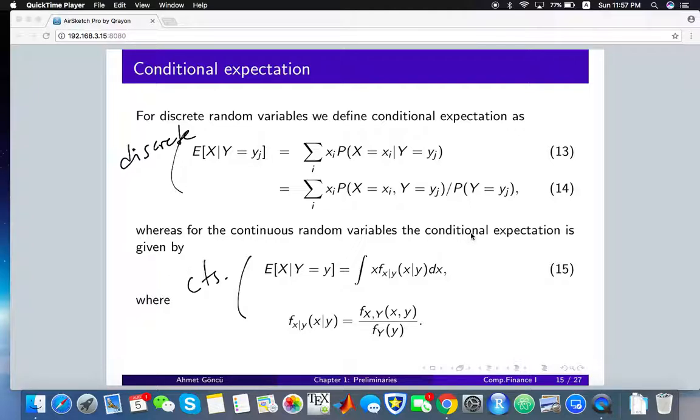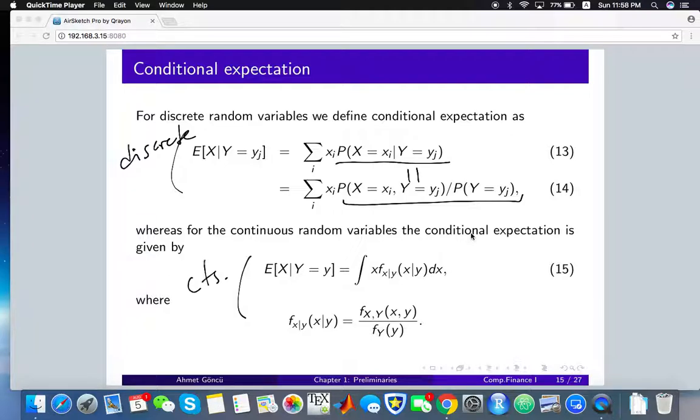Okay, so this can be calculated by the sum of all these possible xi values multiplied by the conditional probability of x equal to these xi values, given this conditional event y equals yj. And also remember from statistics that we can rewrite the conditional probability as the joint probability divided by the marginal probability of y being equal to yj.